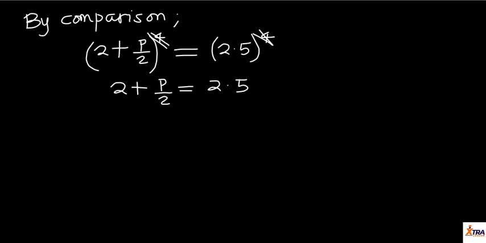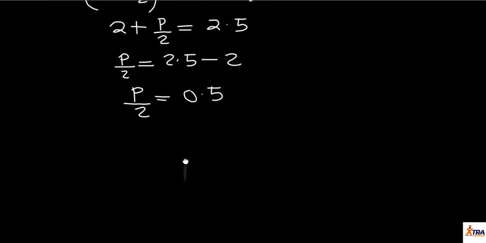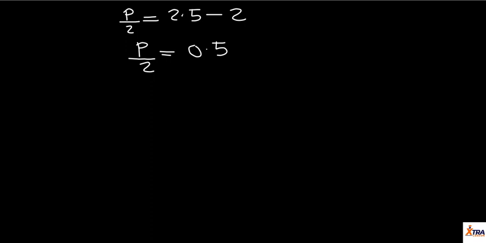The next thing I do is to solve for my p. Solving for p, I'll have p over 2 equals to 2.5 minus 2. Our p over 2 here equals to 0.5. And then after cross multiplying, I can now say my p here will be 2 times 0.5. Therefore, my p gives me a value of 1.